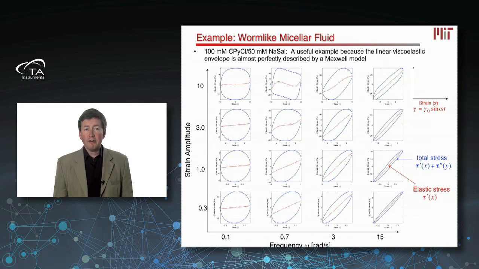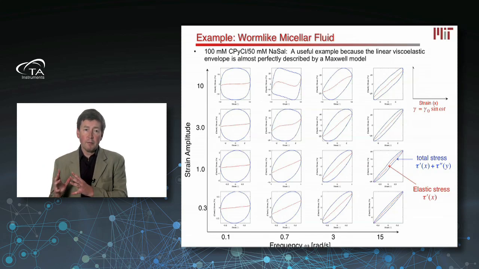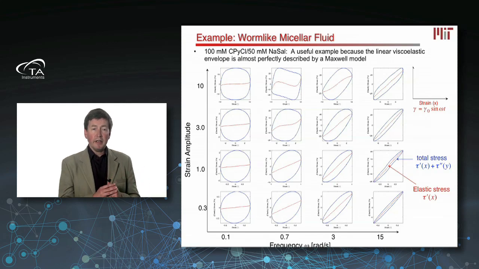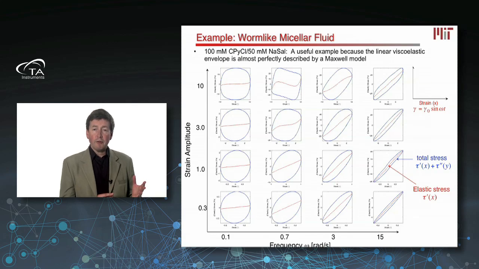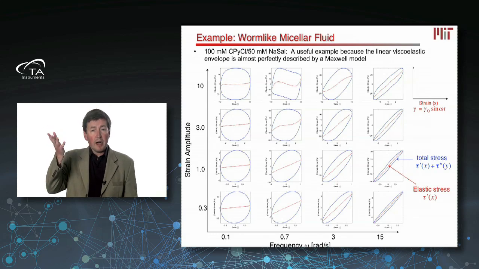And so here are a set of measurements for the response of a worm-like micellar fluid. At the bottom left, you can see a circular response. That's a purely viscous response. And as I move to the right, you can see that the material becomes increasingly like an elastic solid, so the stress becomes more and more in phase with the strain. So that's linear viscoelasticity.